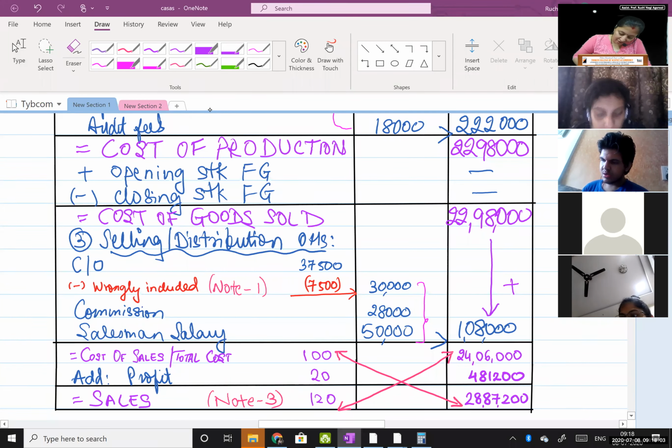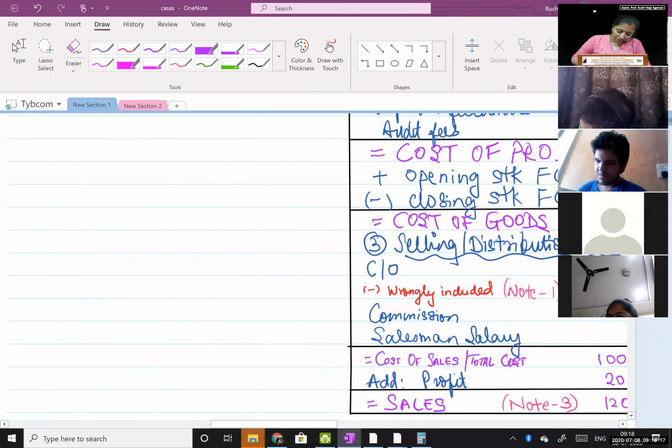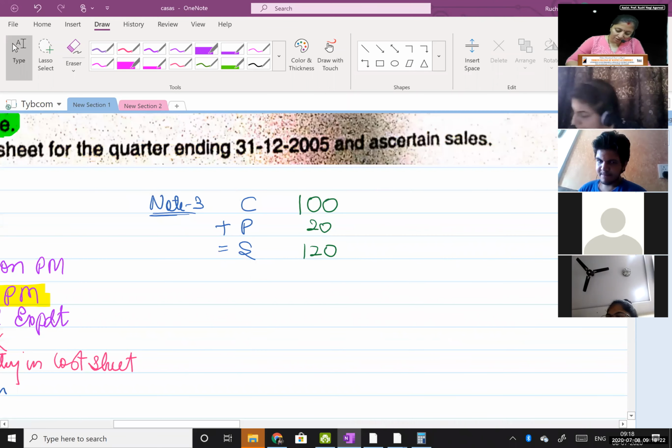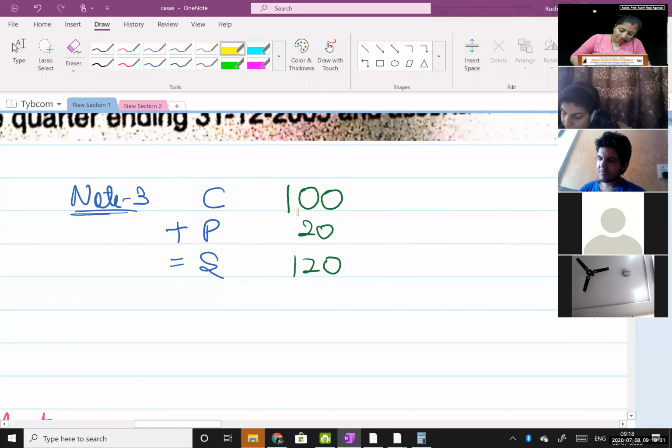So we'll be justifying with the formula: C plus P is equal to S. Cost plus profit is equal to sales. Let us see, there was an information: selling price is 120% of cost price. This we have also done in the last lecture, note number 3. Cost was the base, so I took cost as 100. Sales is the base, so I'll take sales as 120.